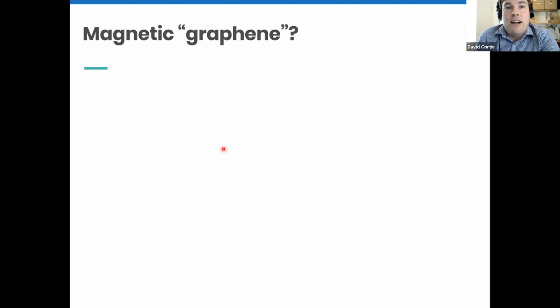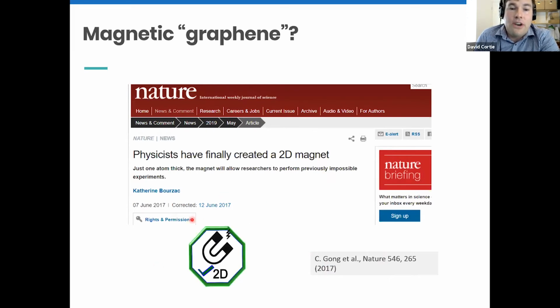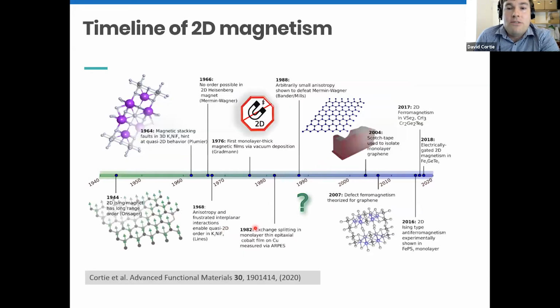And so, as our previous speaker mentioned, in the past few years, people have really started to find a whole new generation of two-dimensional magnets that are only a single atomic layer thin, chromium iodide, iron germanium telluride. We've had a few excellent talks about that during this conference. And of course, these show that two-dimensional magnetism is possible. But I should say, this is really just the latest implementation of two-dimensional magnetism.